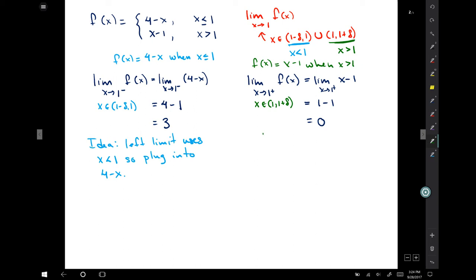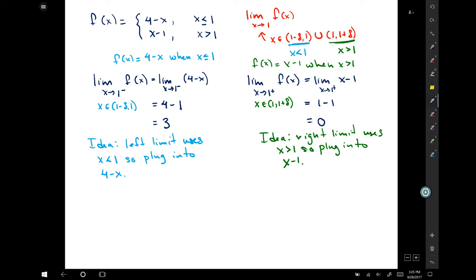So again, the idea is that the right limit uses values of x that are greater than 1, so we plug in to x minus 1.